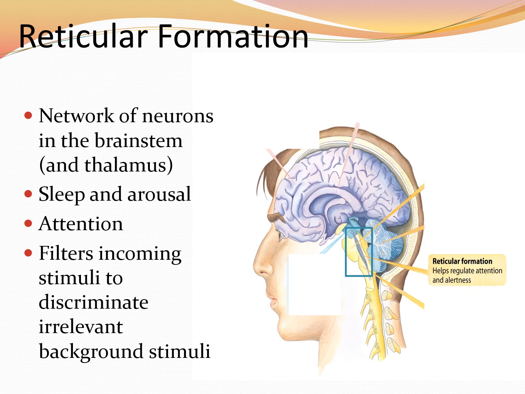Reticular formation, like I mentioned earlier, that would be the next box up. It helps regulate attention and alertness. Like I said earlier, this is a network of neurons in the brainstem and the thalamus. So key thing, what does the reticular formation do? It deals with sleep and arousal and attention. It filters incoming stimuli to discriminate irrelevant background stimuli. So it helps you pay attention in class, maybe helps you pay attention to these notes right now. Helps keep you from falling asleep in class. Makes sure you're awake during a test. And more importantly, it helps you distinguish irrelevant background information.